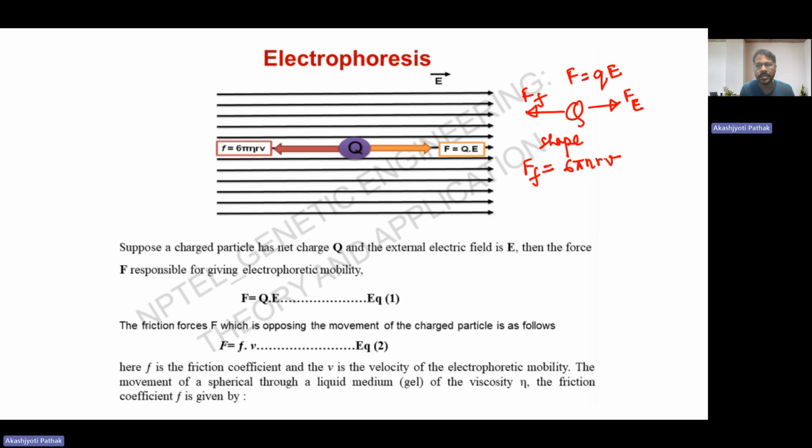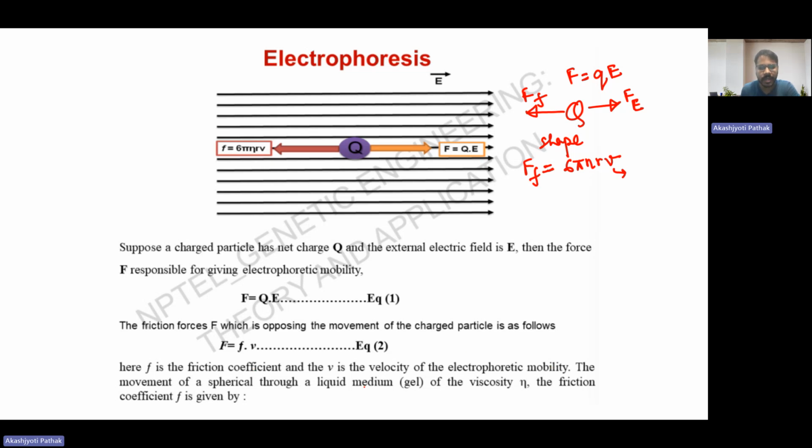R is the radius of the particle or the radius of the sample, and V is the electrophoretic mobility. Okay, so the friction force will oppose the movement of the charged particle, and it is equal to f into v. So f is the friction coefficient, and v is the velocity of the electrophoretic mobility.